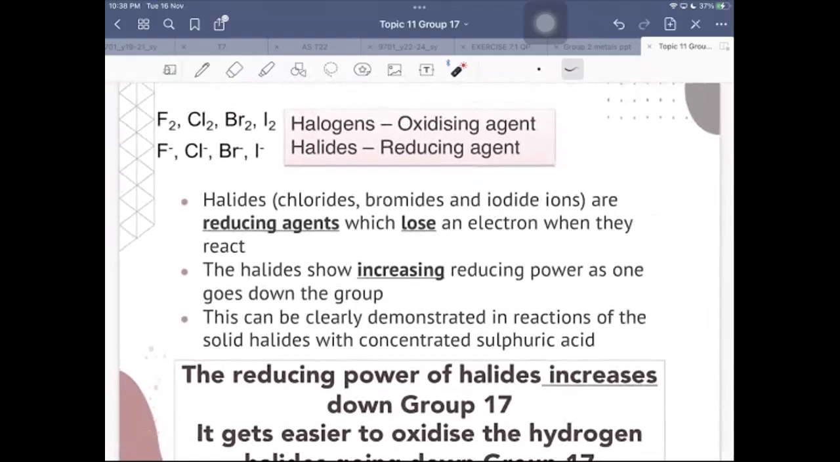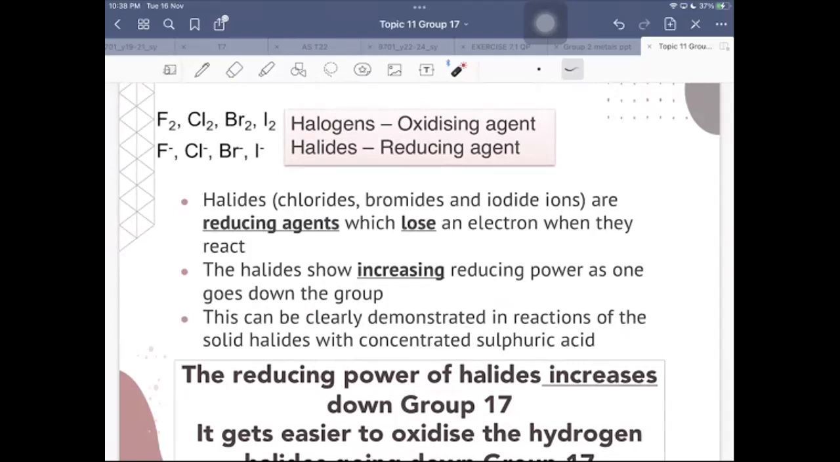Okay, why? Because of how they behave in a reaction. You will see later on that halides tend to lose electrons. They reduce other species with themselves being oxidized. Halides are reducing agents which lose an electron when they react. The halides show increasing reducing power as one goes down the group. So they also have an opposite relationship.